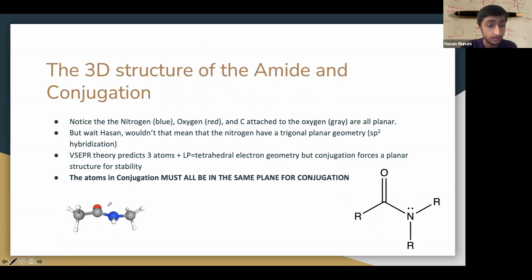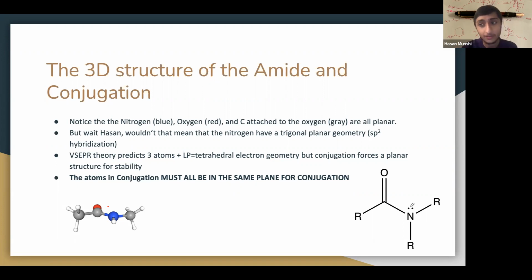We recall that here, oh look, 1, 2, 3 bonding groups and a lone pair. It should be tetrahedral electron geometry or trigonal pyramidal molecular geometry according to VSEPR theory. My answer would be VSEPR is wrong. No theory is perfect. And the reason is it doesn't account for conjugation.